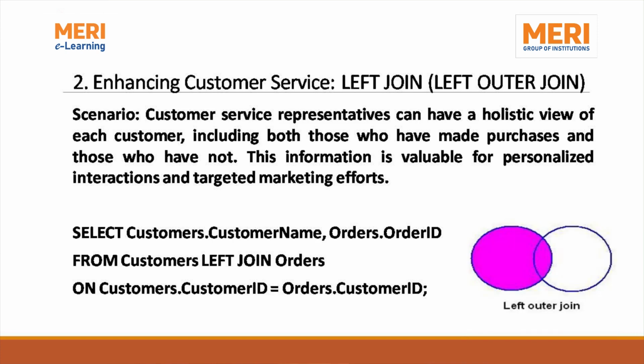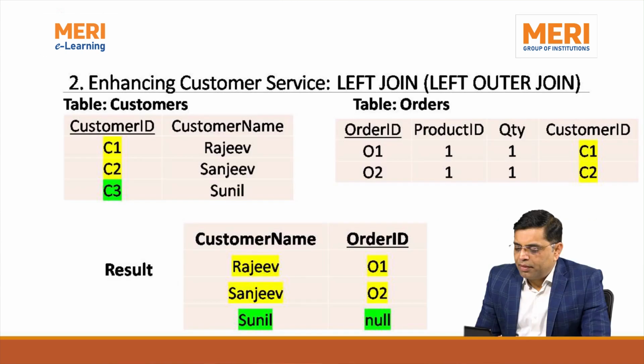Regardless of whether there is a matching record in the orders table, if there are no matching records in the orders table, null values are returned for the order ID column. The on clause specifies the condition for joining the two tables, which is that the customer ID in the customers table must match the customer ID in the orders table.